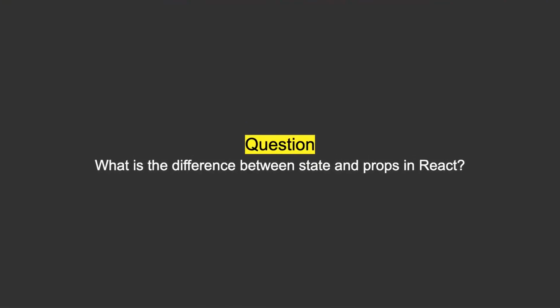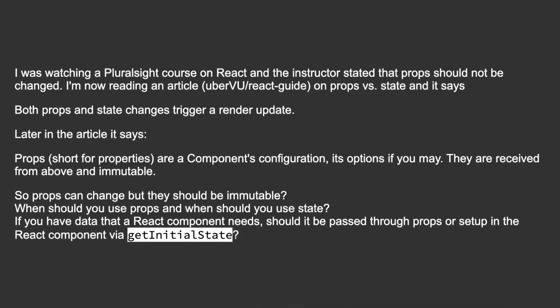What is the difference between state and props in React? I was watching a Pluralsight course on React and the instructor stated that props should not be changed. I'm now reading an article, the React Guide, on props versus state, and it says both props and state changes trigger a render update. Later in the article it says, props, short for properties, are a component's configuration, its options if you may. They are received from above and immutable. So props can change but they should be immutable.